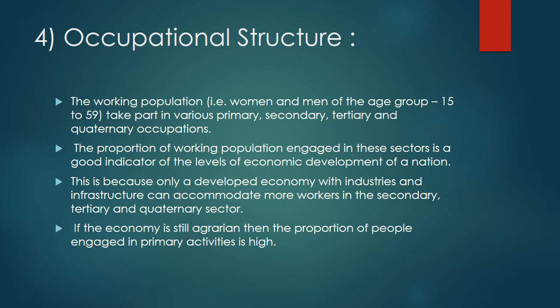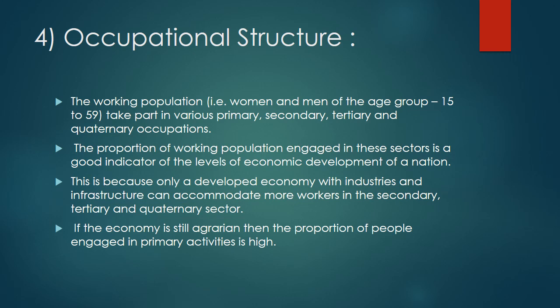Now, occupational structure. The working population, that is, the men and women of the age 15 to 59, takes part in various primary, secondary, tertiary, and quaternary occupations. So the population which can work is between 15 to 59. These people can do any type of business from primary to quaternary. The proportion of working population engaged in the sectors is a good indicator of the level of economic development of the nation.